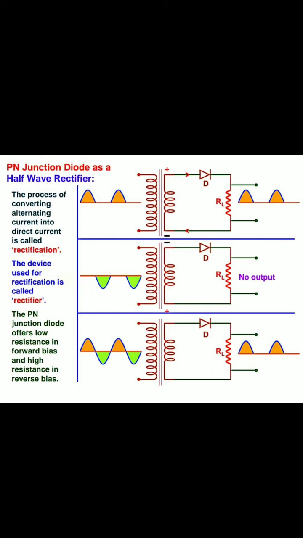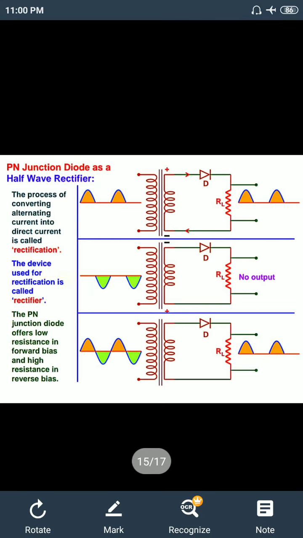Okay, so in the first figure you see that the upper half will be positive and the lower half will be negative. So the current will flow from the positive to the negative direction. That means in a sinusoidal wave, the orange half is the positive half of the sinusoidal wave, or the AC. For the positive half, the upper side will be positive and the lower side will be negative. So at the output we get a unidirectional current.